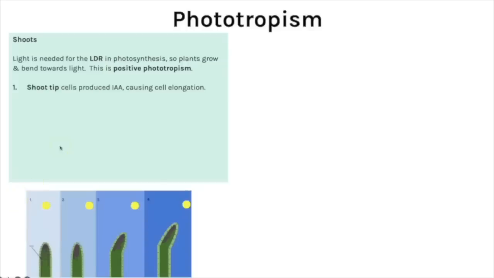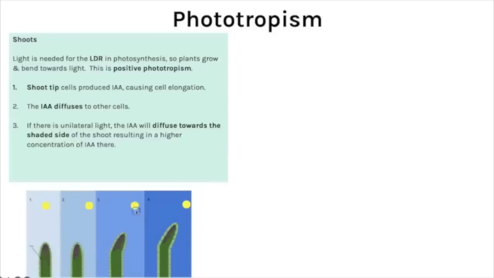Now the shoot tip cells, as we already said, those will be producing IAA, and that causes cell elongation, causing the shoots to grow upwards towards the light source. Now the IAA diffuses to the shady side. So in the first images we can see that the IAA is diffusing downwards away from the light source.